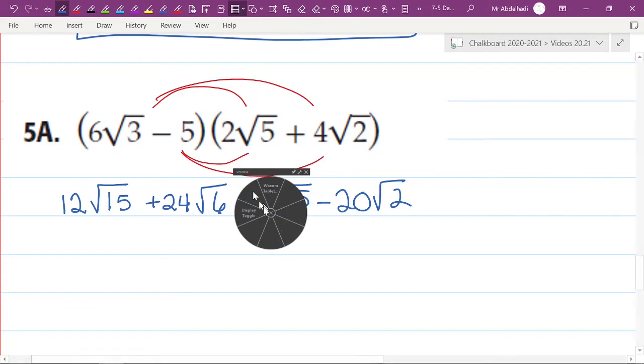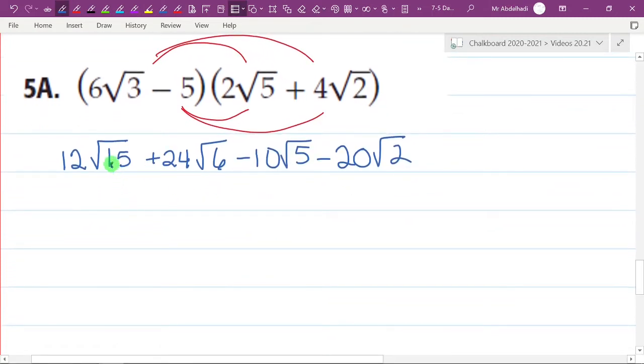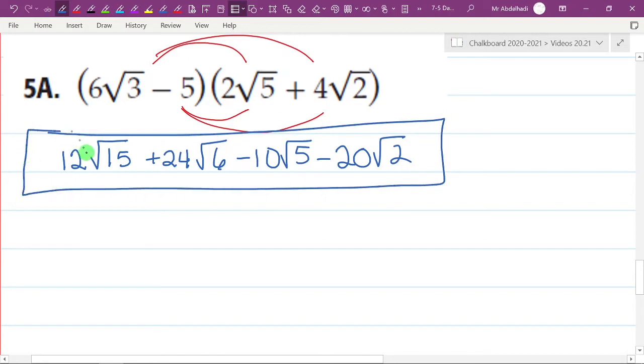Now you look at it and say, is there anything here that I can add together, any like terms? Well, you have a 15 inside the radical, a 6, a 5, and a 2. None of them match, so you're done. If they match, then you can add them or subtract them. But they don't match, so you are finished.